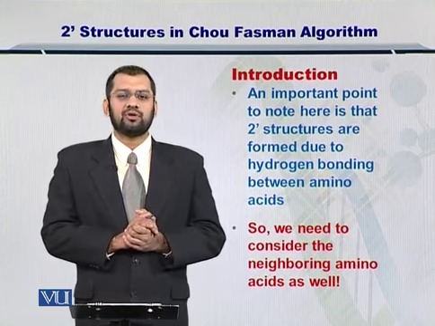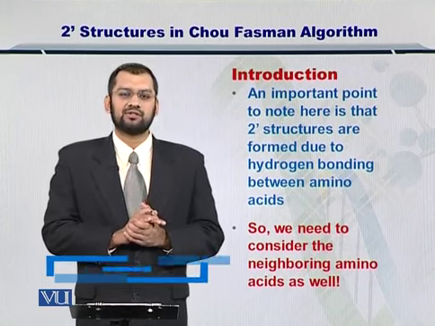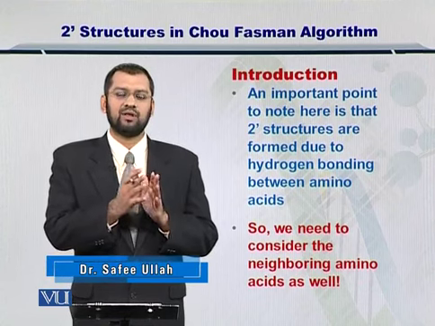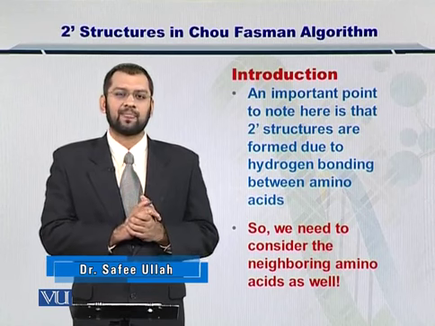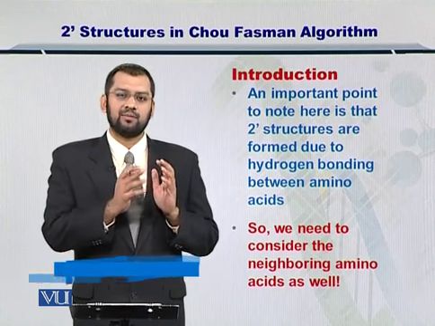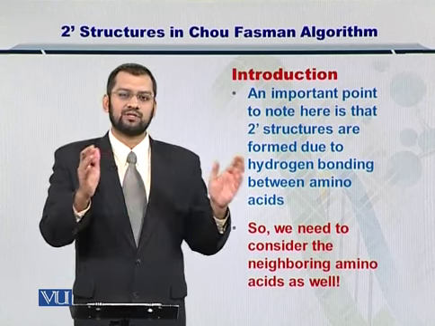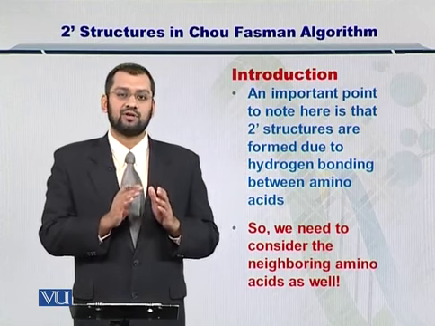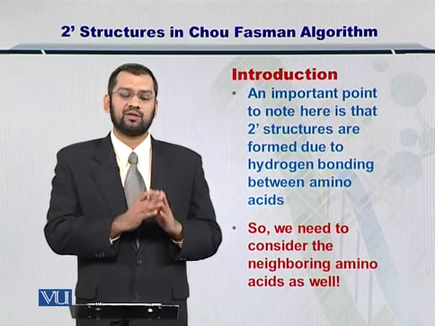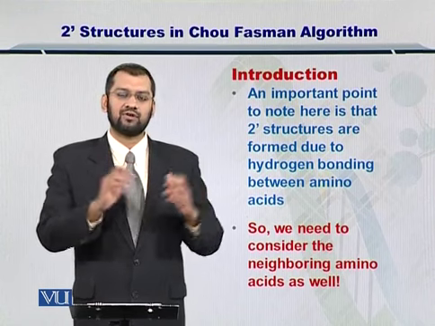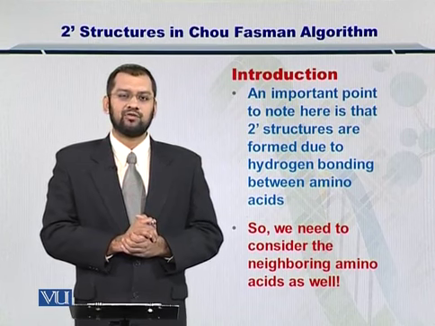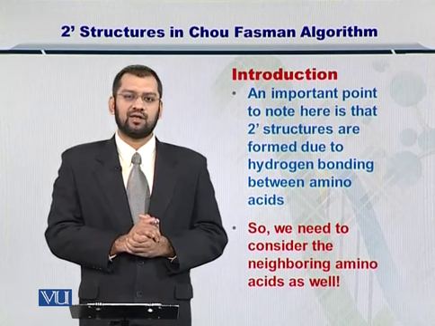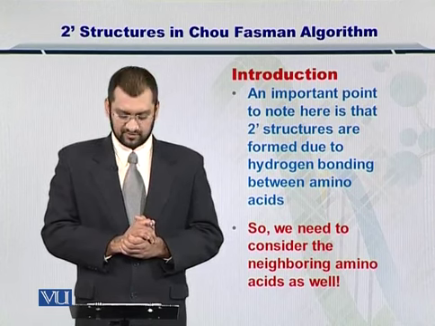It is important to note that the secondary structures in proteins are formed as a result of hydrogen bonding between various amino acids. Now, if multiple neighbors are involved in the formation of these secondary structures, then it is important to consider not just the propensity of one amino acid, but also of its neighborhood. This is very important. Let's review why that is the case and why it should be considered.